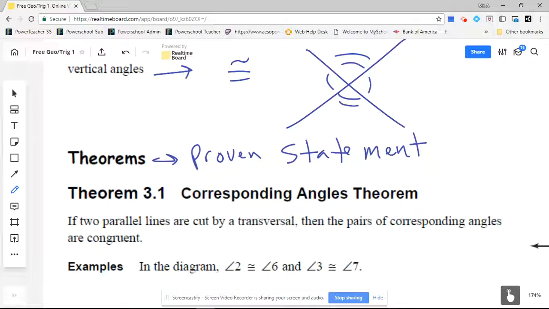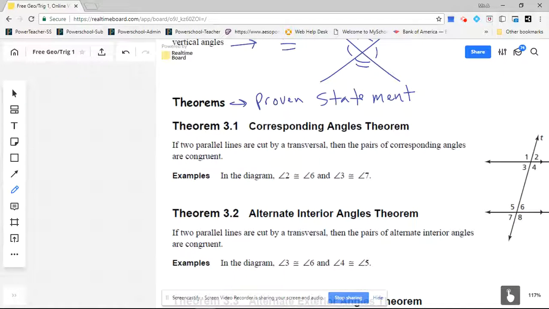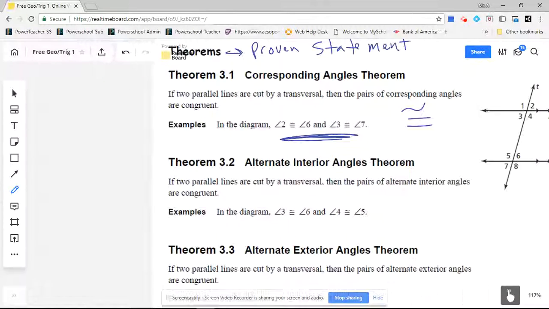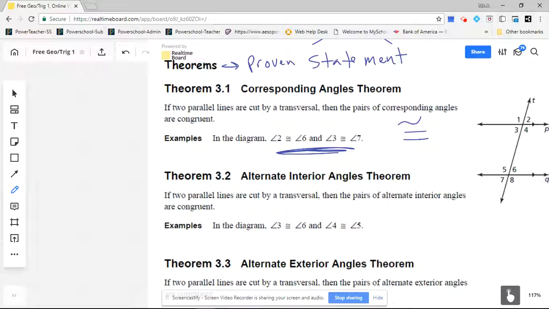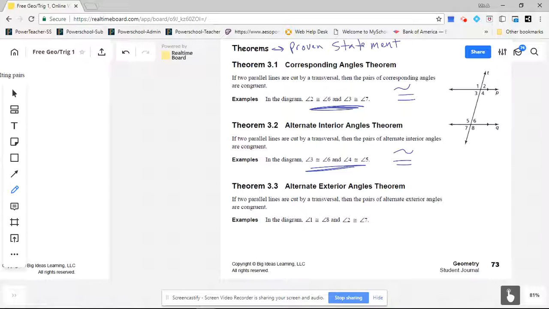We are allowed to use theorems in our proofs because theorems are already proven statements. So all the things I just told you about corresponding angles being congruent, that's a theorem. It's true. Corresponding angles are always congruent. Okay, all the things I told you about alternate interior angles, that is also showing that they're congruent. That's a theorem. Alternate interior angles are congruent. It's been proven that any alternate interior angle pair is congruent.